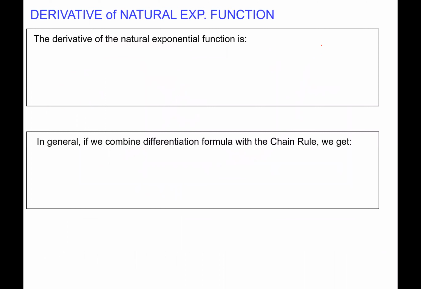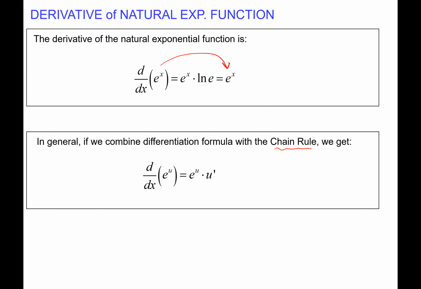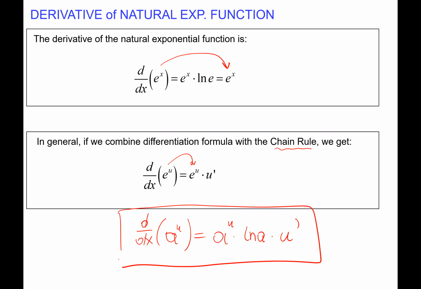Okay, this means I do have that formula. Derivative of e to the x is e to the x. When we have to combine with the chain rule, e to the u is just e to the u times u prime. The same for the general exponential: a to the u will be a to the u times natural log of a and times u prime. Okay, now that we have all of the formulas, let's just practice.